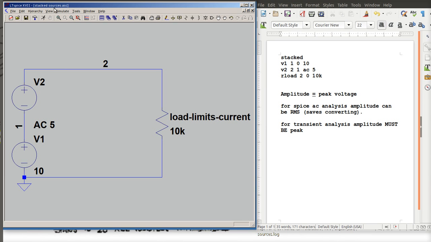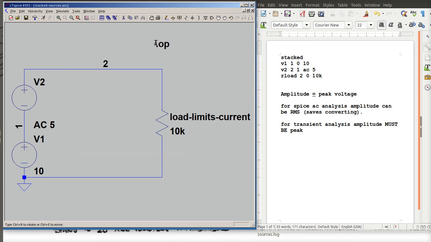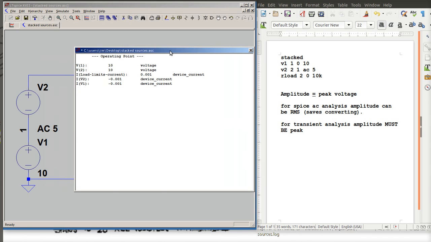What we typically have done is .op, DC operating point, or DC analysis. And if I do DC analysis on this circuit, what I get is a voltage at wire number 1, which is above the 10 volt supply, of 10 volts. I get a voltage at wire number 2, which is across the AC voltage, of 10 volts.